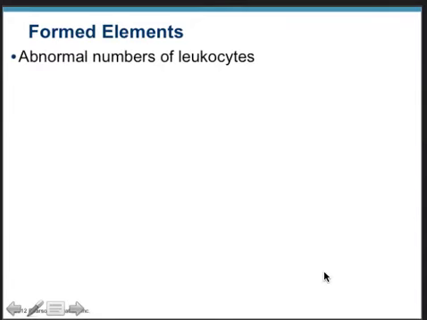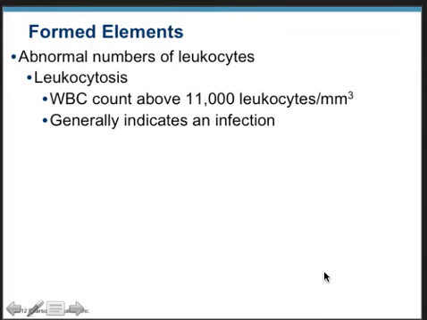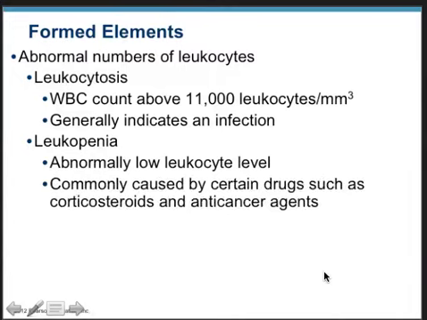There can be conditions that lead to abnormal numbers of white blood cells. Leukocytosis is an example. This is a white count above 11,000 white cells per cubic millimeter. It generally indicates an infection. Leukopenia is an abnormally low white count, and it generally can be caused by the use of certain drugs, such as corticosteroids or certain anti-cancer drugs.